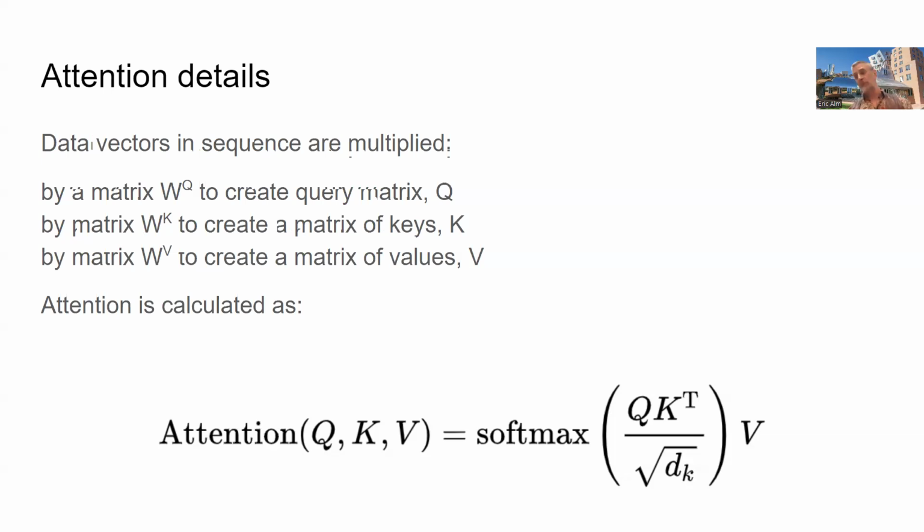So our query might be how hydrophobic is this amino acid. Our key might be how hydrophobic is this amino acid. They might be very similar. And then if we take a dot product between those two, it's going to link up amino acids that are both hydrophobic, right? And it's going to say hey, these two amino acids should be sharing information.